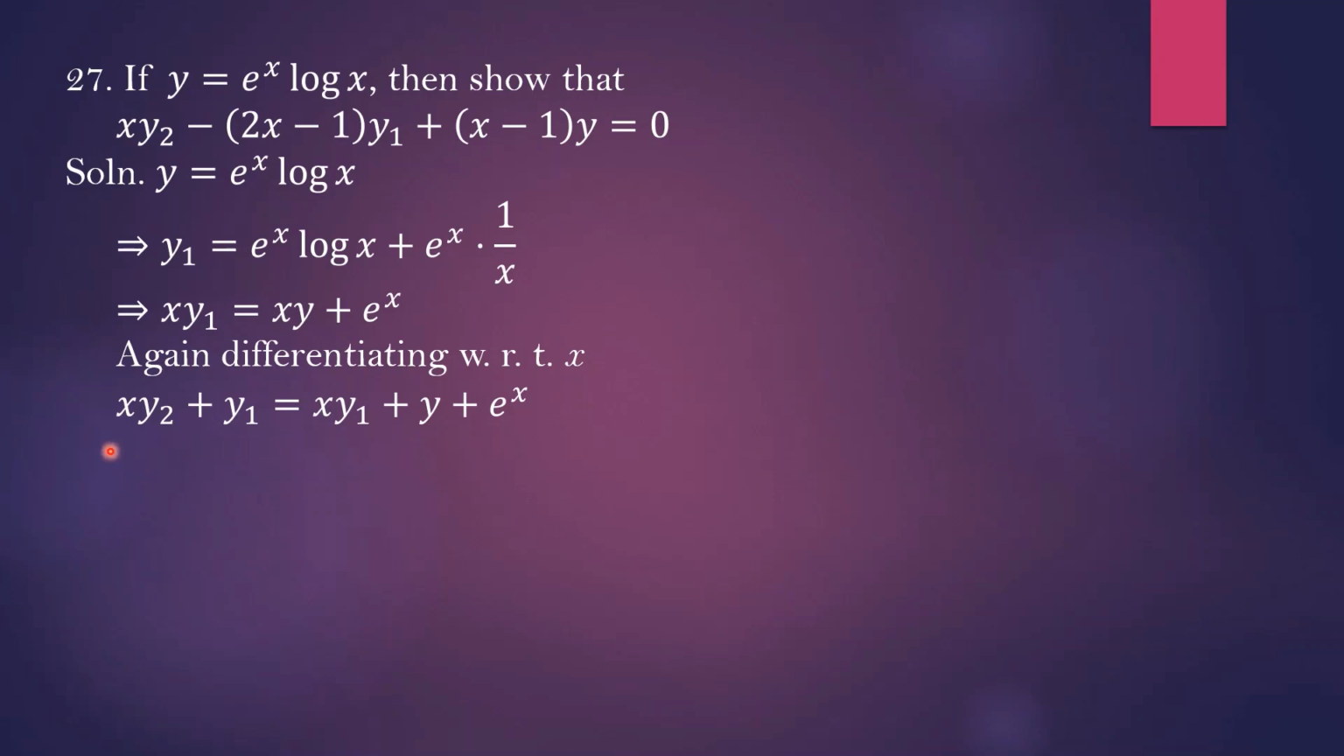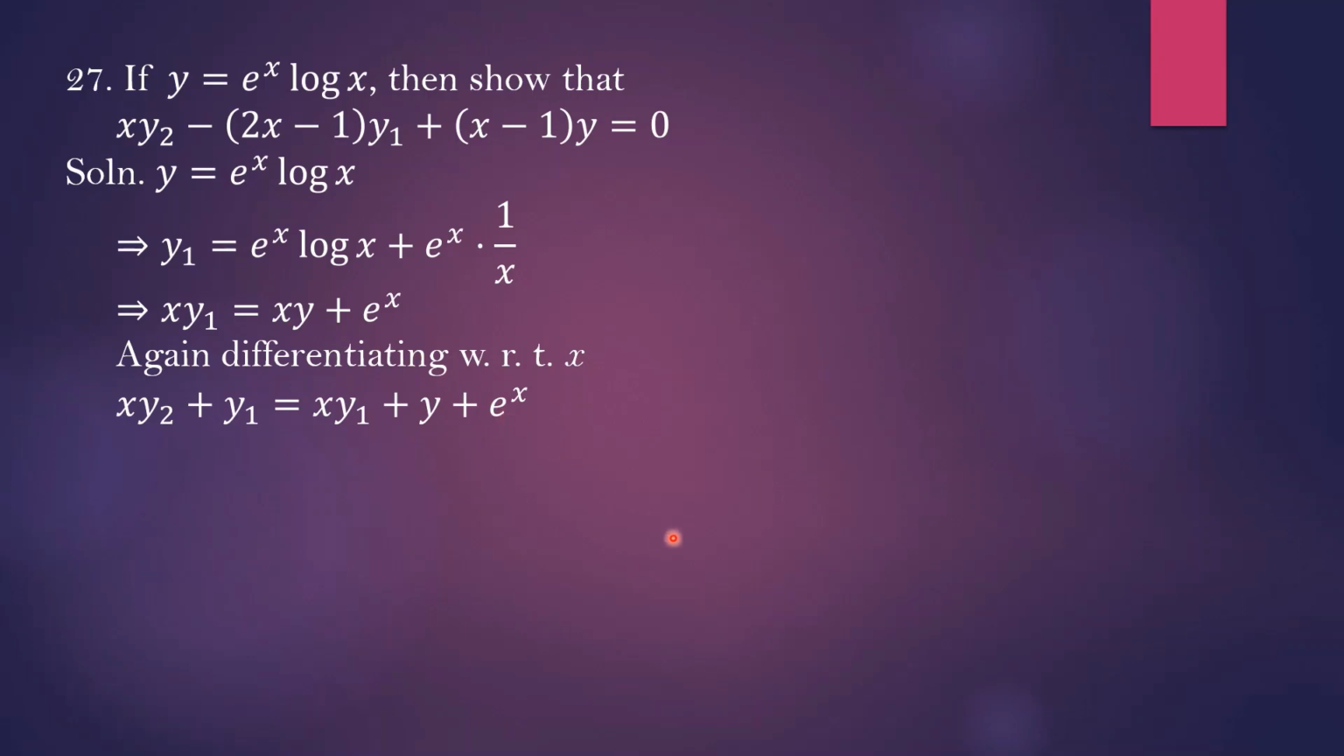Now you see this result, we have already got the second derivative, but the result is not matching with the question. What is given in the question is not matching. So where is the problem? Here the extra term e to the power x, this term is not present in the given result. So you have to eliminate this e to the power x, and that can be removed by using just this line. You see, e to the power x is equal to what? It is x y1 minus x y.